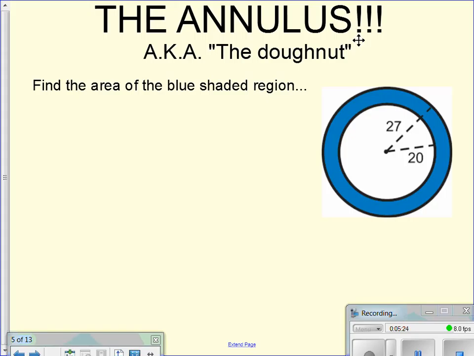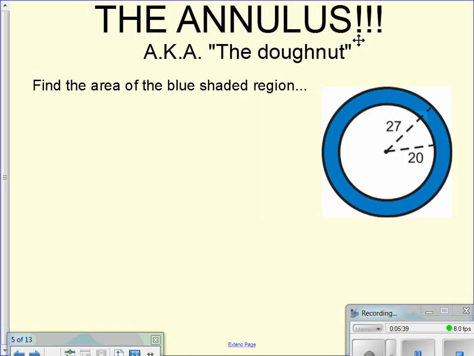So next one, we're looking at something a little funkier looking. This is called the annulus, aka the donut. You want to find the shaded blue region here, and it's going to be a lot easier than you think. I want to find the shaded blue region.